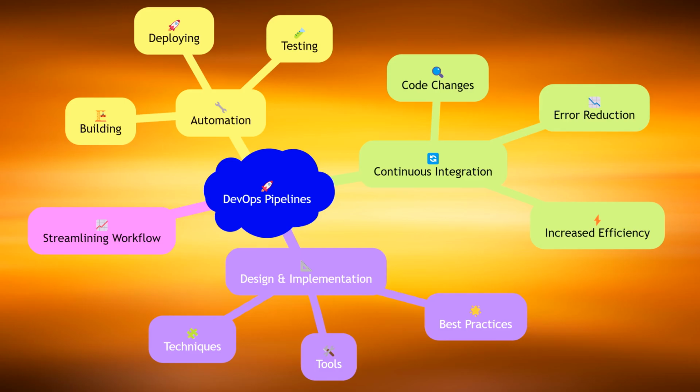In the world of DevOps, pipelines are essential for automating the process of building, testing, and deploying applications. They ensure that code changes are consistently integrated and delivered, reducing the risk of errors and increasing efficiency. This presentation will delve into the design and implementation of build and release pipelines, focusing on best practices, tools, and techniques to streamline your DevOps workflow.